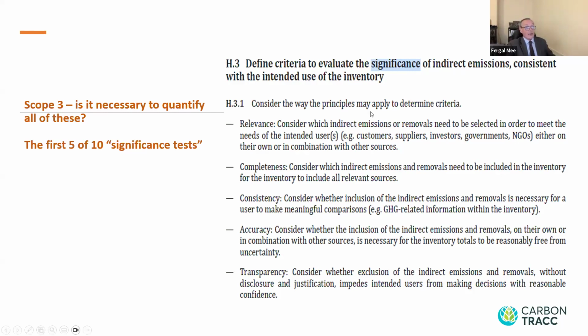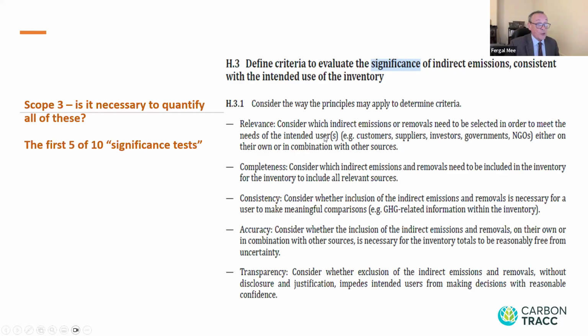So we consider the principles, the TRACC principles: relevance, completeness, consistency, accuracy, and transparency. Easy to remember if we rearrange the letters into transparency, relevancy, accuracy, completeness, and consistency. So we consider which indirect emissions need to be selected. Removal there means if we do a carbon dioxide removal project from the atmosphere. Not a lot of us do that. We do it, but it's not common practice.